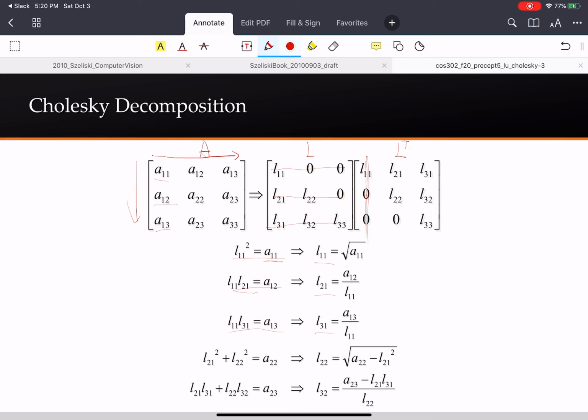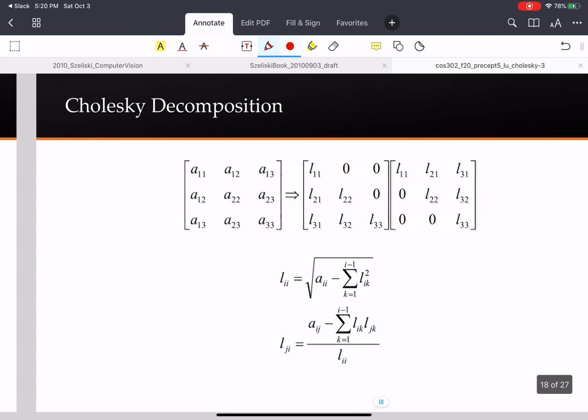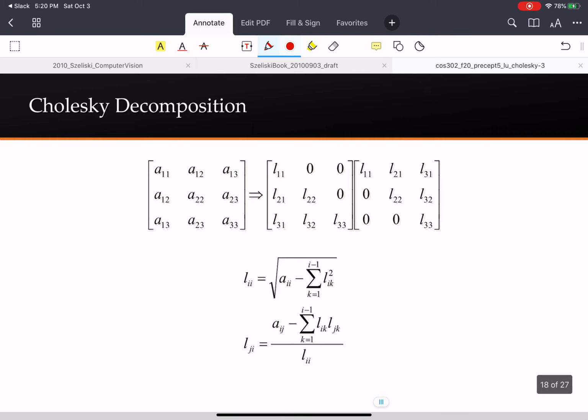And second, we build equations based on how we compute the second column of A, as listed here. And so on and so forth. We find the general form of computing all the L's here. We notice that we are taking a square root of something. If they are taking a square root of a negative value, then the algorithm will fail.